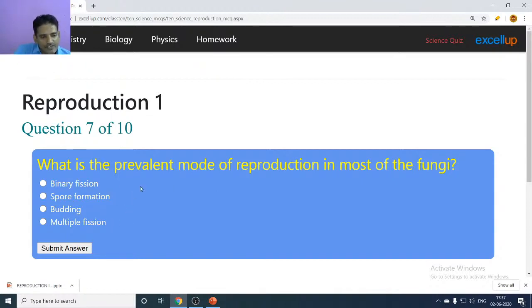So this kind of question will be asked in the competitive exams. Here, two options are very close: spore formation and budding. So here, most prevalent. Very good. B is the correct answer. Spore formation. Whereas budding, yeast. Binary fission, amoeba. Multiple fission also, amoeba.